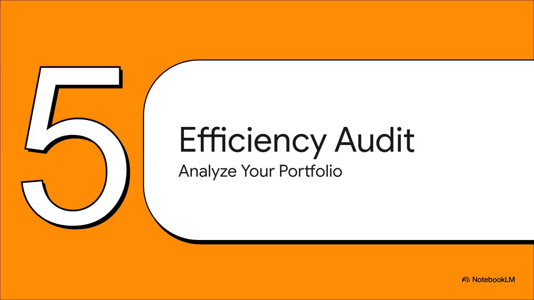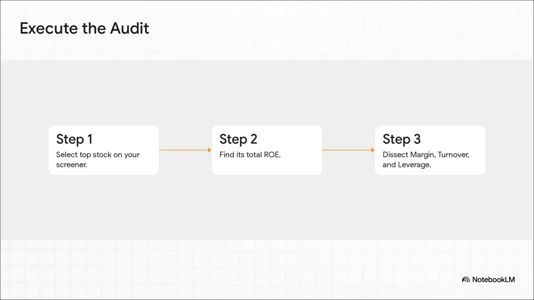Analyze your portfolio. Which brings us directly to your daily cognitive task. It is time to apply this highly intellectual masterclass directly to your own portfolio by performing a strict efficiency audit. Okay, step 1. Select the top stock in your portfolio on your financial screener. Step 2. Find its total ROE. And step 3. Use the DuPont method to really dissect the source of its performance. Break down its net profit margin, its asset turnover, and its leverage ratio. Remember those critical metrics? Karlılık, verimlilik, and kaldıraç.